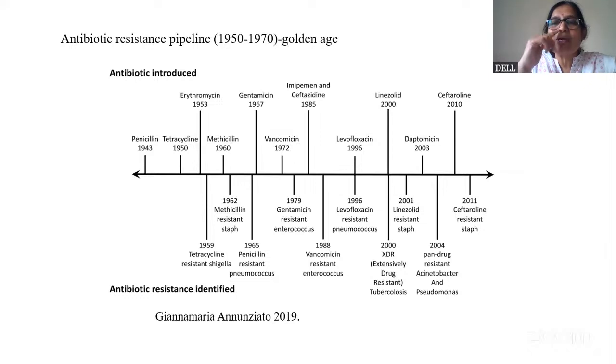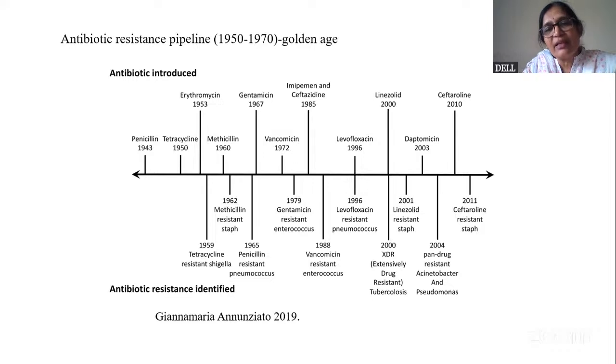So for example, what I would like to tell you is in the beginning, when penicillin was discovered in 1943, for about 15 years, there were no penicillin resistant strains. Only after a decade later, we could see the penicillin resistant microbes.